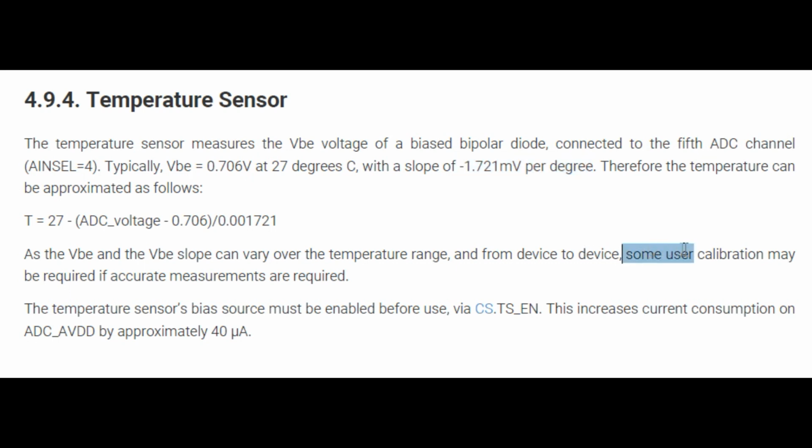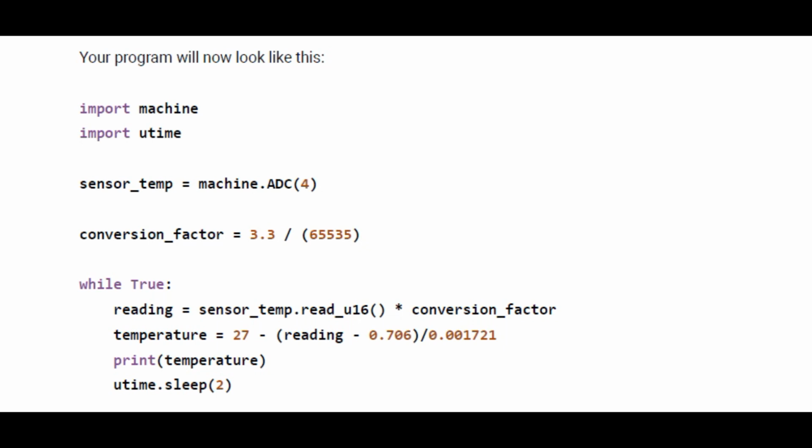Now it says it might need some user calibration, so it's probably not that accurate because it's meant to measure the internal temperature, not the ambient. But we're gonna look at this temperature sensor and we're gonna write some code. We're gonna take this temperature and we're gonna send it over a LoRa radio link to another receiver, and that'll be our demo code.